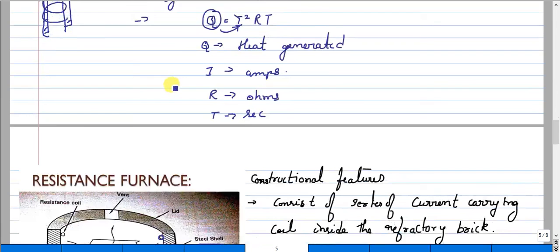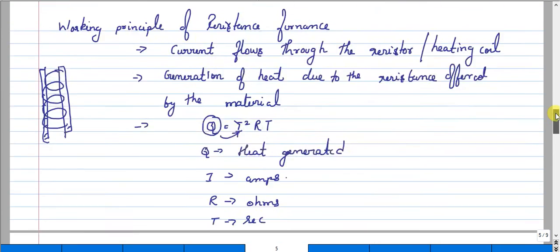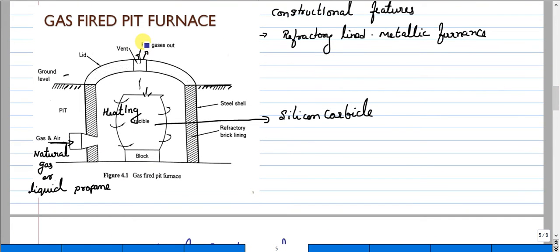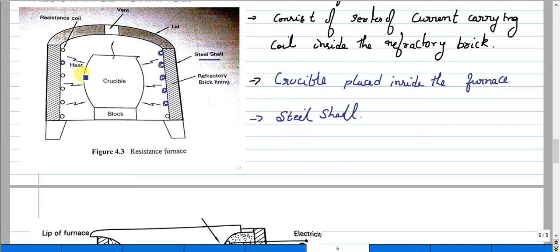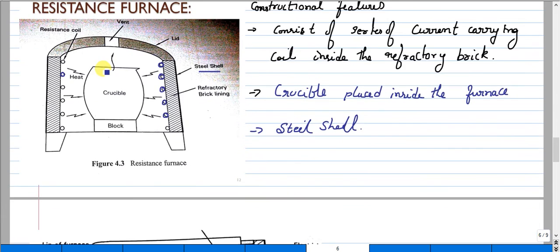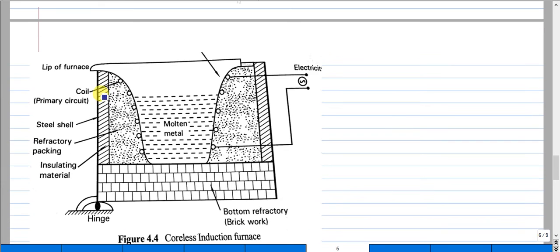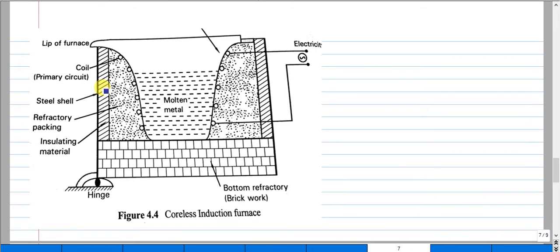The same setup, if you see in the gas fired pit furnace, the same setup has been kept, but the source of heat is different. Here the heat is liberated due to the resistance to the flow of current. So that is the concept in resistance furnace. And we have one more variation, that is induction furnace. I hope all know the basic fundamental of induction. Anyone?